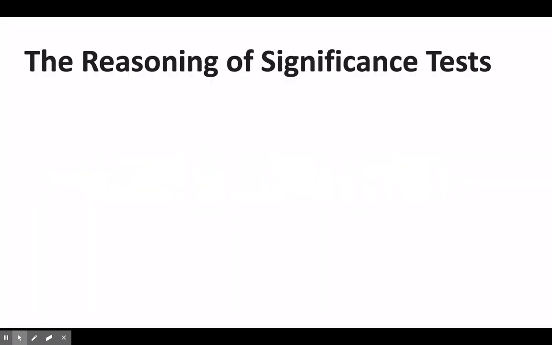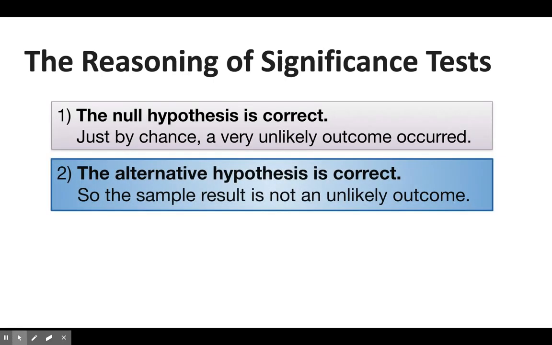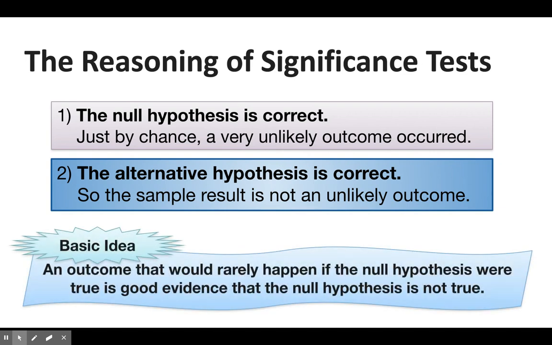And so the reasoning of a significance test, again, we assume that the null is correct. And so just by chance, a very unlikely outcome occurred. Or the alternative hypothesis is correct. This means that the sample result is not an unlikely outcome. So those are your two options, basically. The null hypothesis is correct, so your observed data is just a very unlikely outcome that happened. Or the alternative hypothesis is correct, and the sample result is not an unlikely outcome.